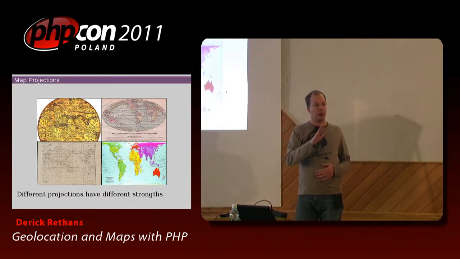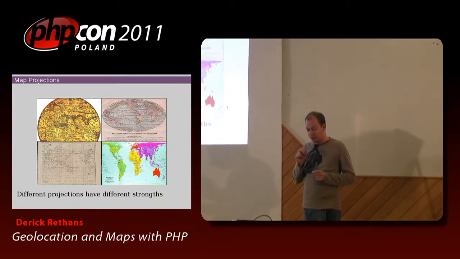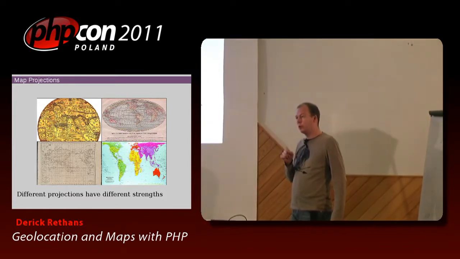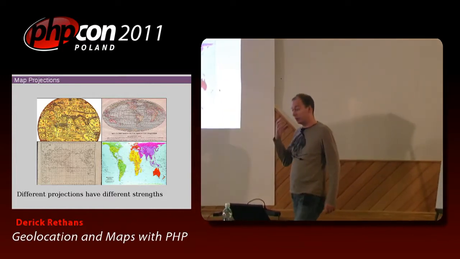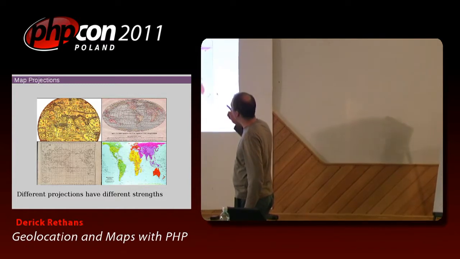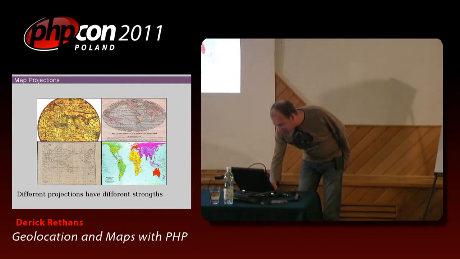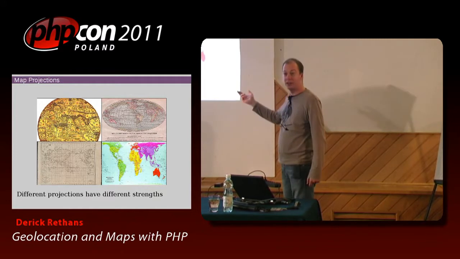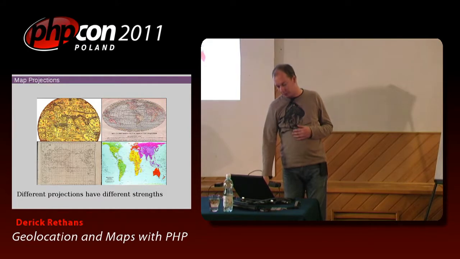So different projections are there for different reasons. The one on the bottom left is what most internet-based mapping systems use, whereas the one on the top right shows the area of places very well. And again, it's difficult to see, but I can point my mouse pointer at it. Greenland is about the length of my mouse pointer up there, whereas you can see Africa is quite a bit larger than that. So different map projections provide you with different information.